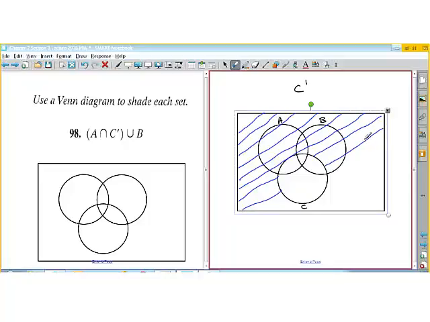Pardon me? The upside down, oh, this means intersection. This means union. So the complement of C is everything that's in the universal set, which is the rectangle, but not in C. So that's what C prime stands for. So you'll notice there's no blue lines inside of C.